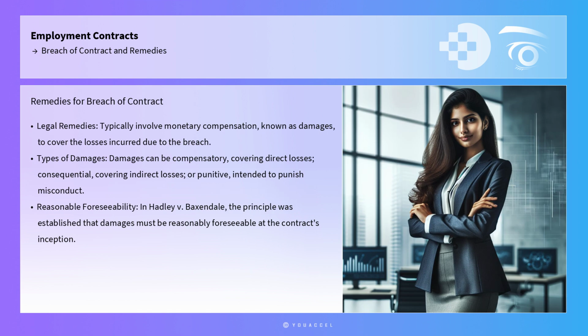Remedies for breach of contract can be categorized into legal and equitable remedies. Legal remedies typically involve monetary compensation, known as damages, to cover the losses incurred due to the breach. Damages can be compensatory, aiming to cover direct losses and costs, consequential, covering indirect and foreseeable losses, or punitive, intended to punish willful misconduct. For example, in the case of Hadley v. Baxendale, the court established the principle that damages must be reasonably foreseeable at the time the contract was made.